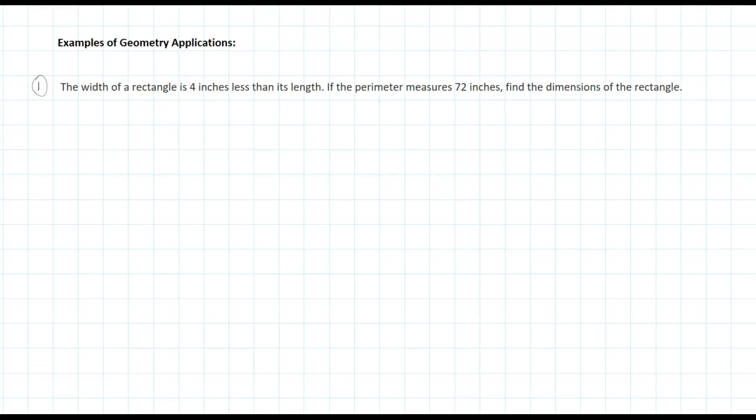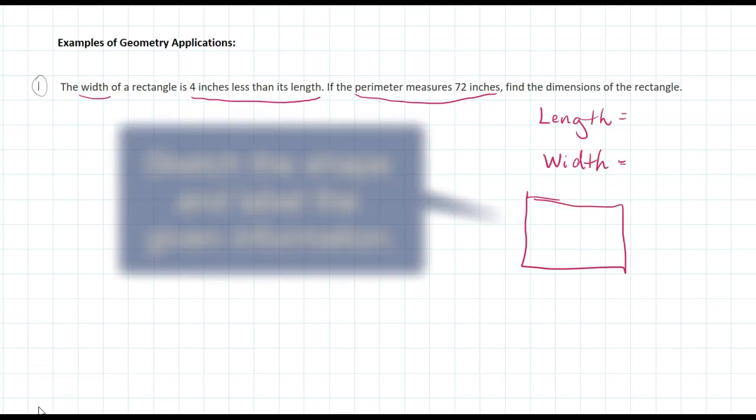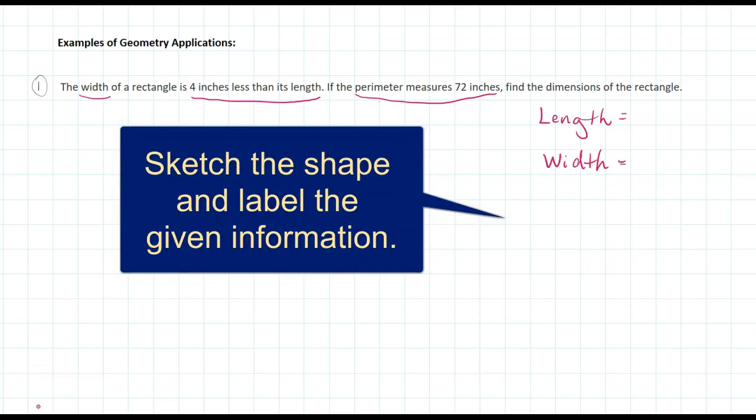Okay, let's take another read through, and I'm going to underline important information. We know that the width of the rectangle is 4 inches less than its length, right? That's our width. And we also know that the perimeter is 72 inches. It's asking us for the dimensions of the rectangle, and that would be the length and the width. When you sketch it out, it does not have to be perfect.